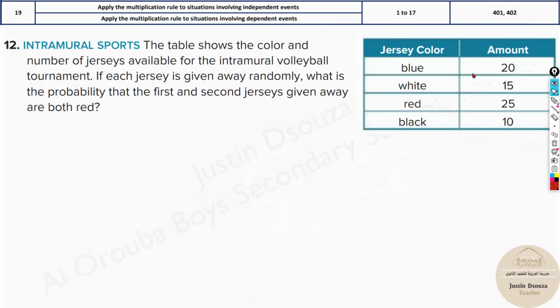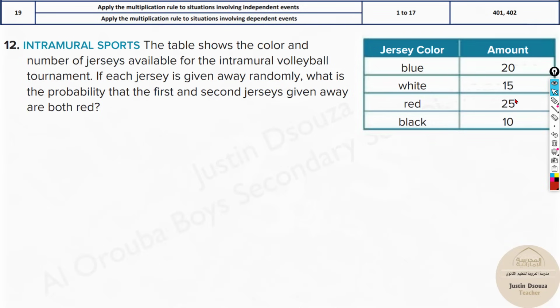And now here we have a table. It's the same thing, similar problems. The table shows the color and number of jerseys available for an intramural volleyball tournament. If each jersey is given away randomly, what is the probability that the first and the second jersey given away are both red? Now, they're giving away, that means it's not going to be replaced. So it's going to reduce it.